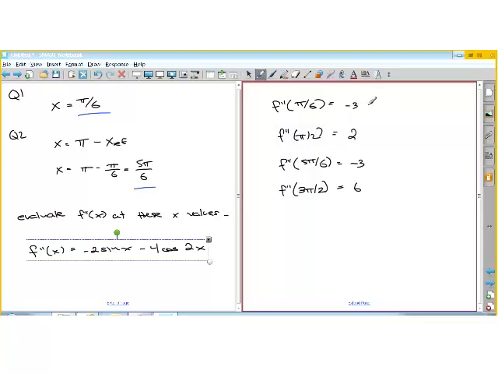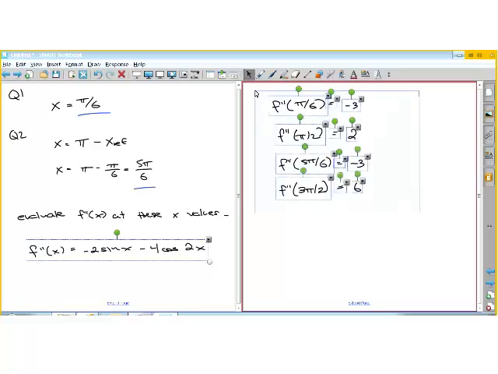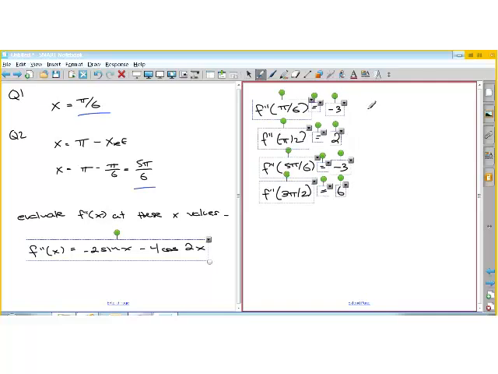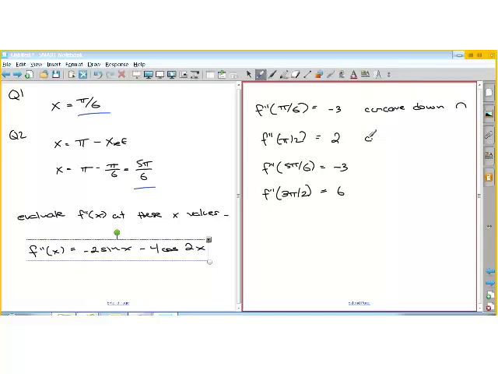So what does this mean? The conclusions we can make from these values of the second derivative are that this is concave down, which means that this one's concave up, like that. This is concave down, which is that, and this is concave up, which is that. So at pi over 6 we have a maximum, because it goes like this. Then we have a minimum at pi over 2, a maximum at 5 pi over 6, and we have a minimum at 3 pi over 2. So that would be the end of the problem as far as getting what they're asking for.